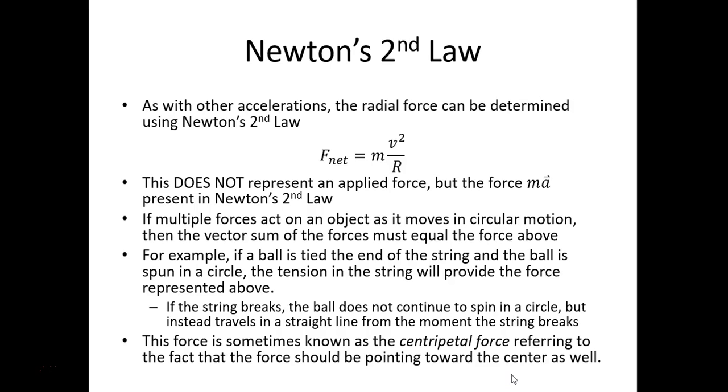Again, if we have multiple forces, we have to treat those forces as vectors when we find the sum. For example, if you have a ball that's spinning on a string, the tension in the string provides a force that pulls on the ball, and that tension would be equal to mv squared over r, as the ball is moving in a uniform circular motion. Now, if that string were to break and all of a sudden that force is gone, then the ball would no longer spin in a circle, and it would instead travel in a straight line from the moment that the string breaks. The radial force is sometimes referred to as the centripetal force, just referring to the fact that it points towards the center of the circle.